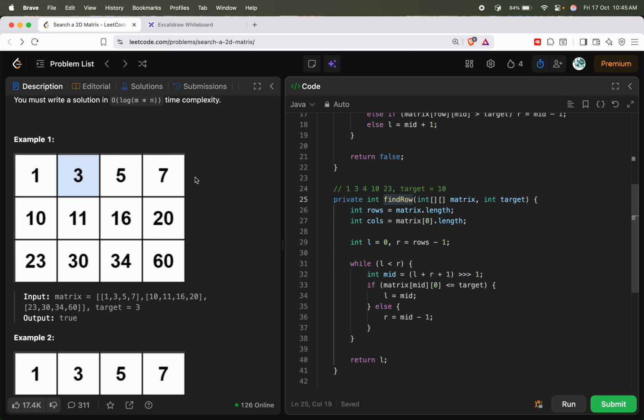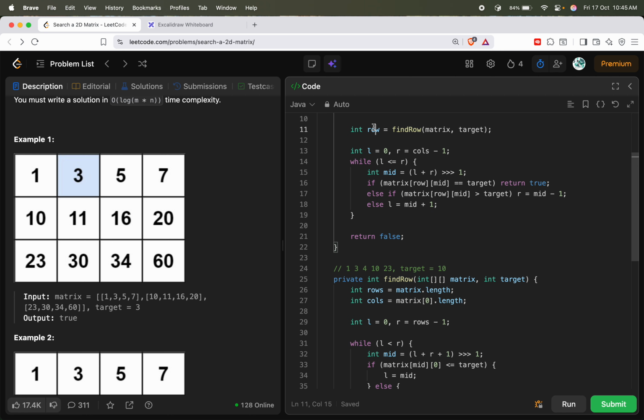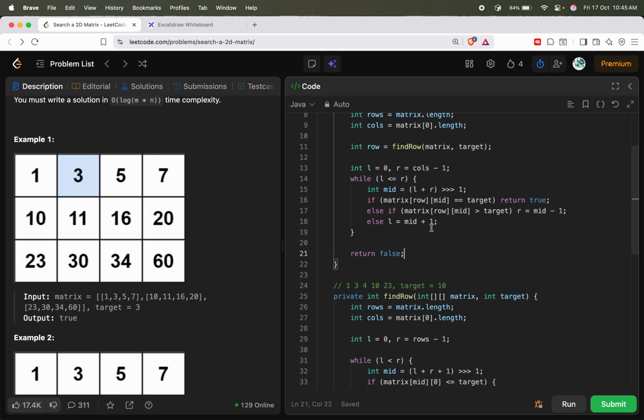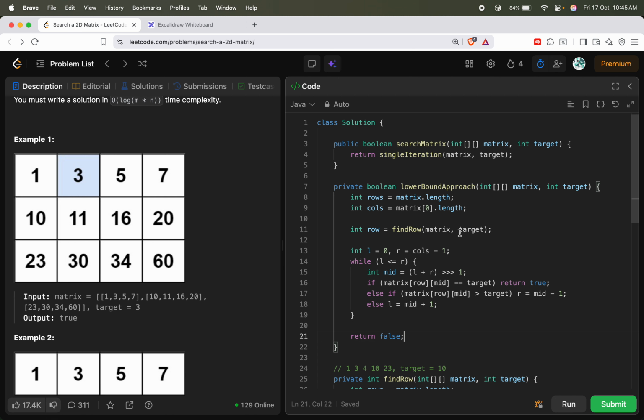If you apply this algorithm on the first column, it will give you the element which is less than or equal to the target we are looking at. For 3 it would give the first row, for 11 it would give the second row. Now that you have identified the row in which the target can potentially lie, we apply the regular binary search algorithm on that particular row. That would tell you whether the target was present or not. These are the two approaches which came to my mind when I was trying to solve this problem.